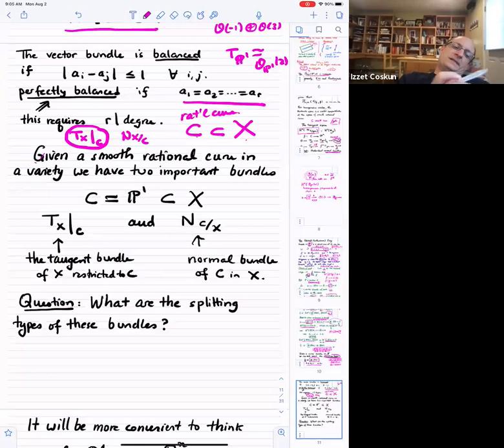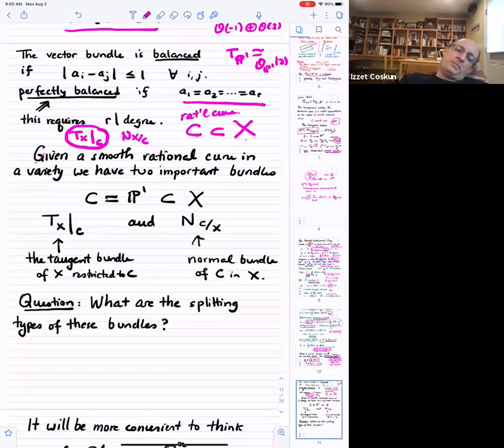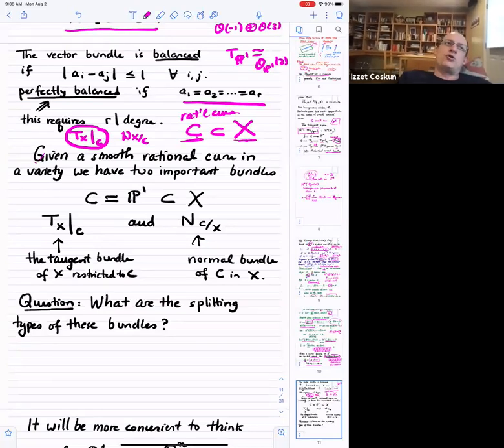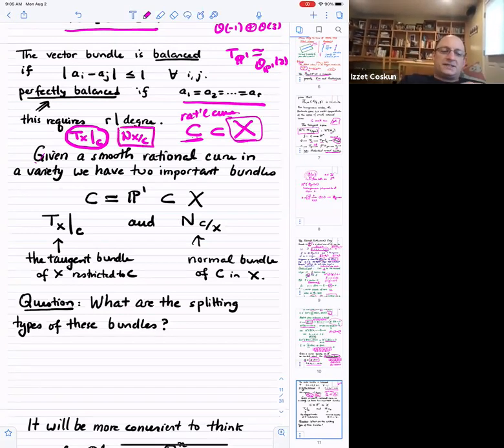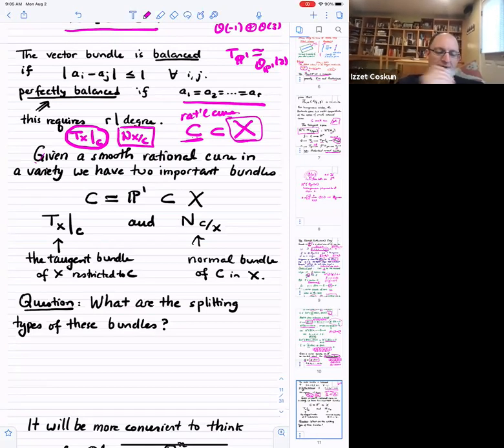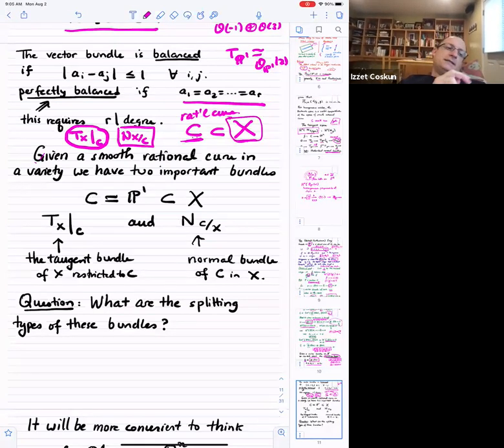So what you see from this is that given a submanifold of a manifold, there are 2 bundles that are immediately associated to it that control most of the differential geometry, right? One is the tangent bundle of the ambient manifold restricted to C, and the other one is the normal bundle. So in our situation, when we have a rational curve, immediately the 2 questions you can ask are: what are the splitting types of these? And why do you really want to know about this?